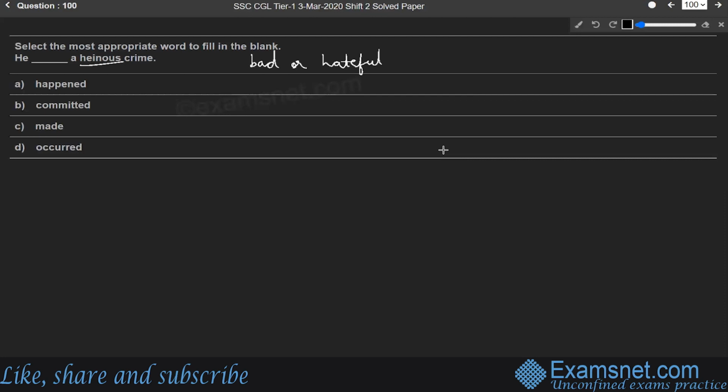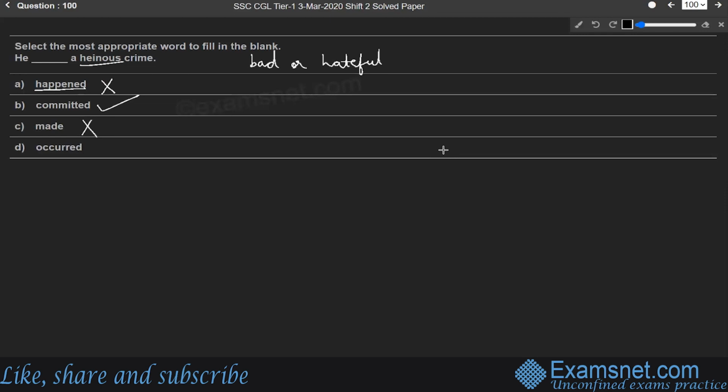The first option is happened. We know that the sentence here refers to a crime and a crime does not just happen, so it is not a correct option. The second option is committed. What do you know about the word committed? Committed means someone is willing to give all the time and energy to do something. So a crime can be committed. So this is the right option here. But let us have a look at the other options too. The third option is made. We know that a crime is not something that can be made, so it is a wrong option.